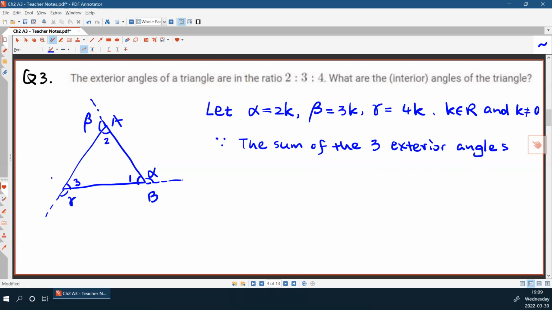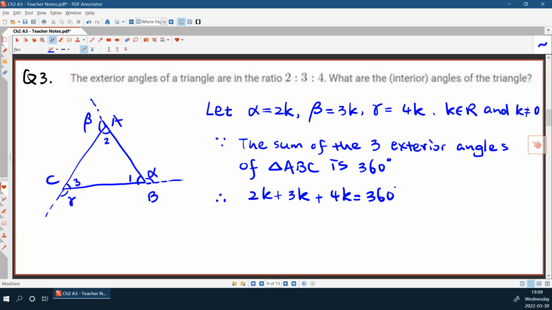let's call this triangle ABC. The sum of the three exterior angles of triangle ABC is 360 degrees, right? Therefore, 2k plus 3k plus 4k should equal 360 degrees, right? Therefore, we have 9k equals 360 degrees. Therefore, k should equal 40 degrees, right?